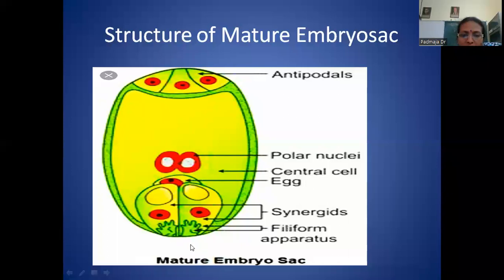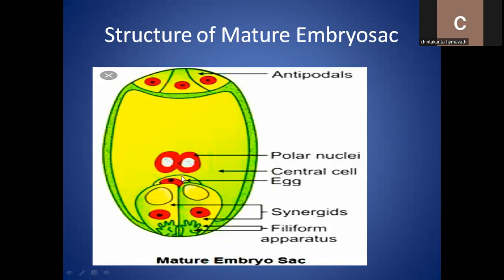So this is the micropylar end. The micropylar end has the egg apparatus, consisting of two synergids and one egg. And if you see the synergids, they have the filiform apparatus that is helpful for the entry of the tube. In the center, the two polar nuclei combine to form the diploid secondary nucleus, and it is also called the central cell. And at the chalazal end, three antipodals are present.